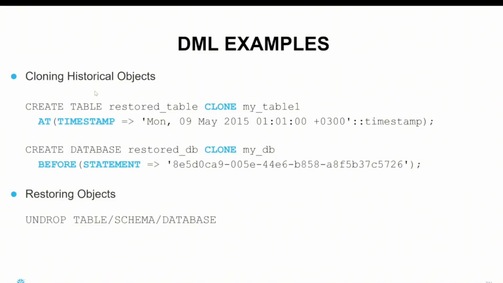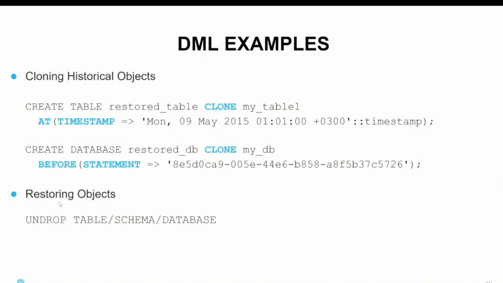Also, you can clone the data based on time travel. So let's say you want to access the data from my table as it was at a particular timestamp, whatever data you had in my table one, and you want to create a table out of that. You can just run a command like create table, restore table, clone my table, and whatever that table's data was at that point in time, it will create a clone table for you.